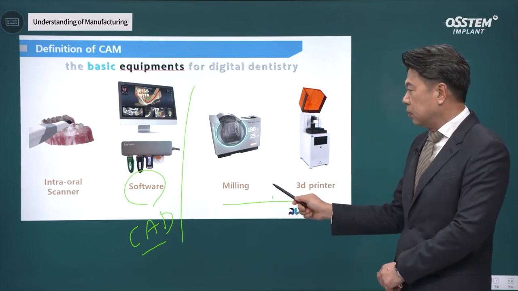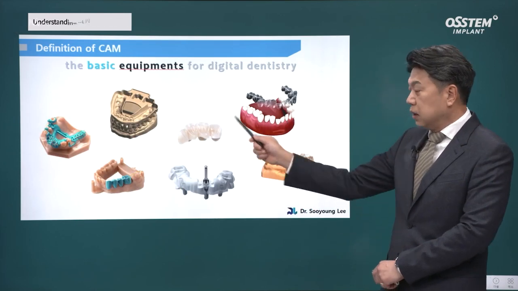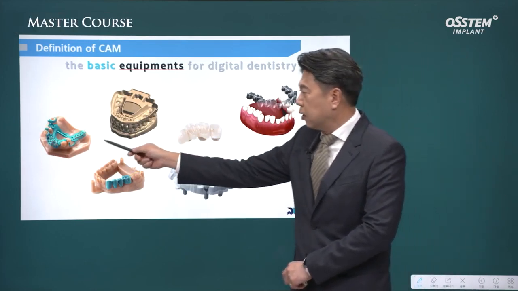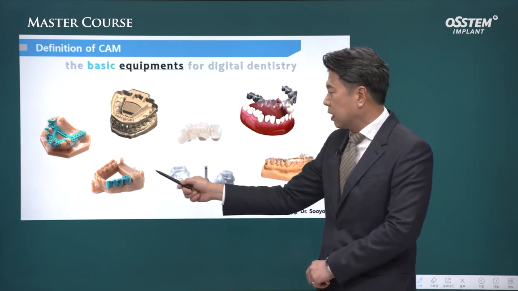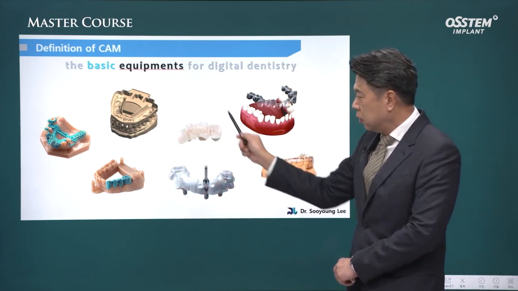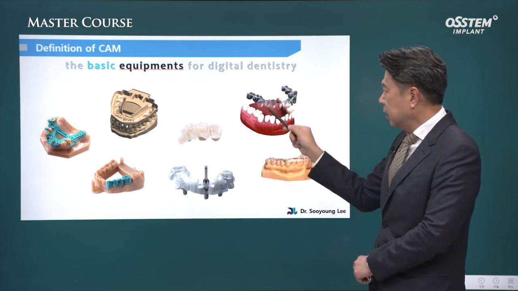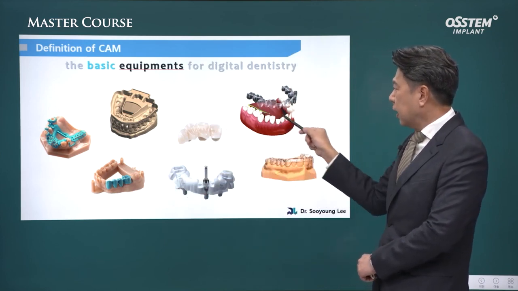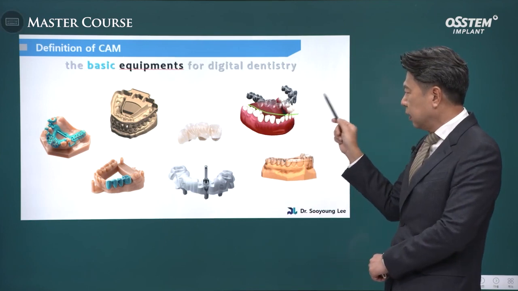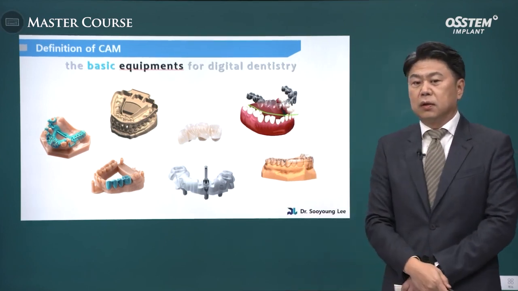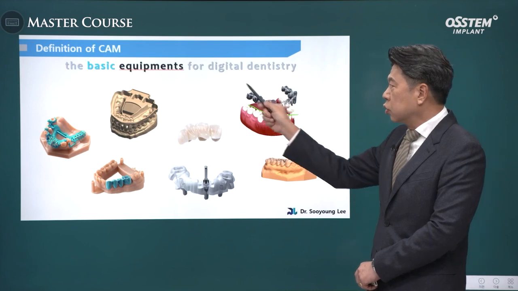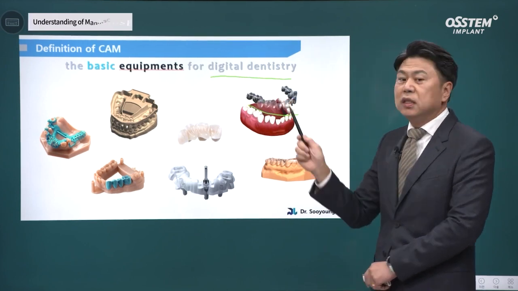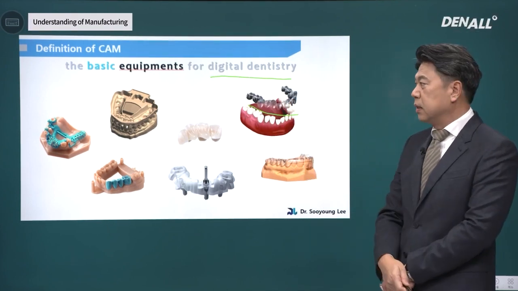That's the manufacturing part. So with this, we manufacture these things, frameworks, wax patterns to fabricate crowns and bridges, surgical guides, and clear aligners, which is very popular these days, and splints. So these are manufactured. And today I'm going to focus on digital dentistry, digital manufacturing.